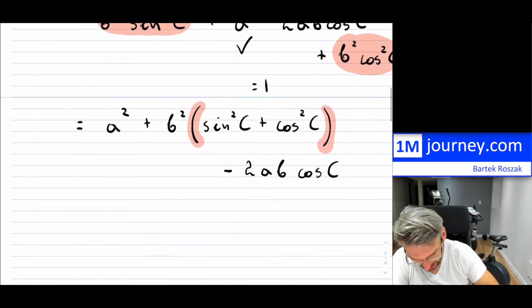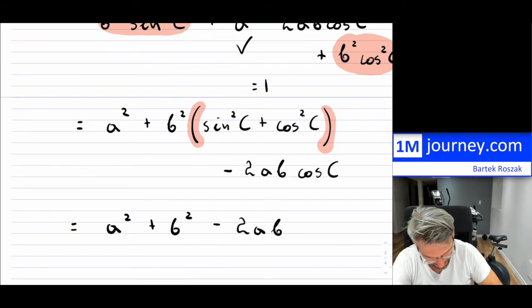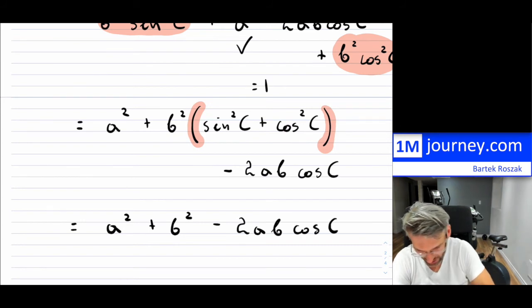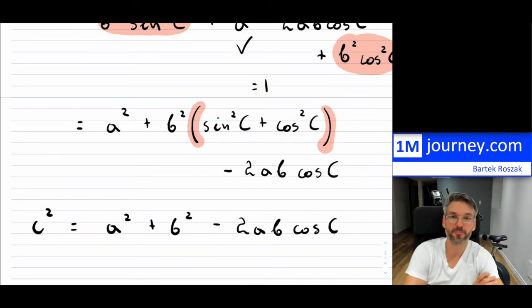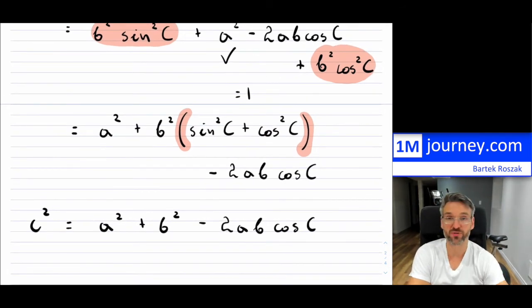Now, if this is equal to 1, then notice what happens. You have A squared plus B squared minus 2AB cos of the angle C, which is your cosine law. And that's where the cosine law comes from.